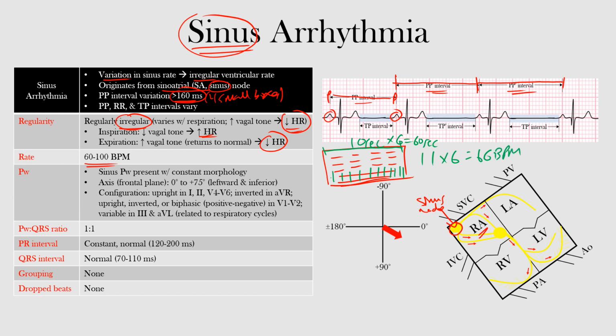Okay, and we would do that because all these intervals between them would not be consistent. So that's why we use this method in finding the rate. But again, the rate should be between 60 and 100 beats per minute.